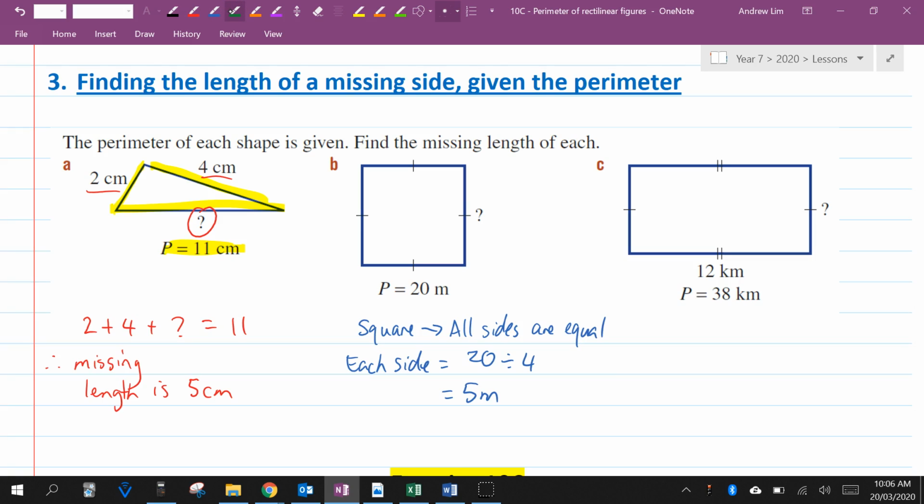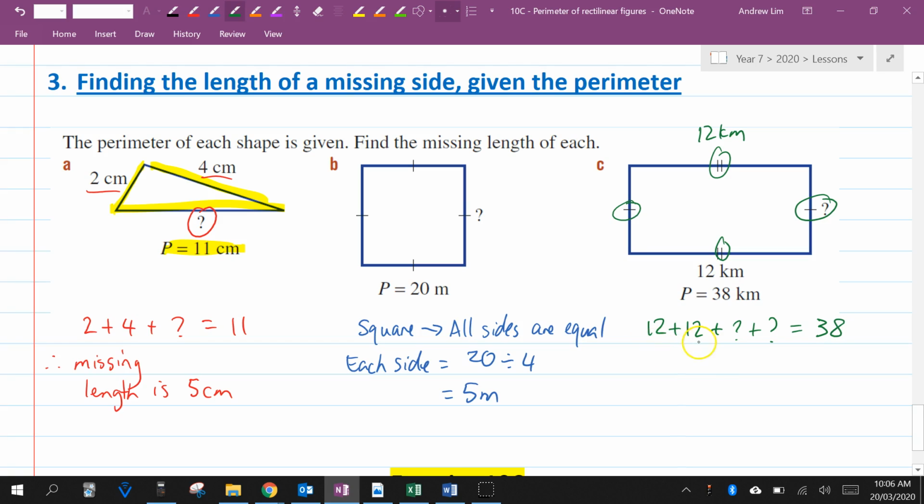In question C, we can see that these 2 sides are equal, and because the bottom is 12, the top is 12 as well. So, we also know that these 2 sides are equal, because they both have 1 line each. So the perimeter is 38, so technically we've got 12 plus 12 plus a question mark and another question mark, because we don't know what they are, but we do know that they add to 38.